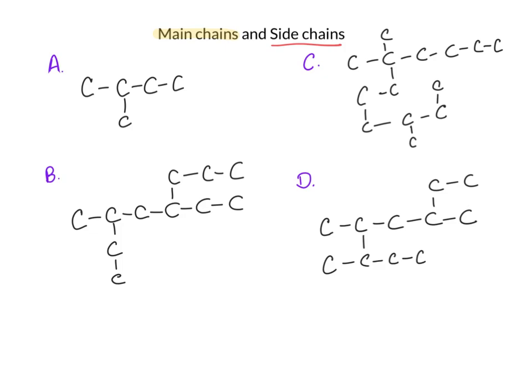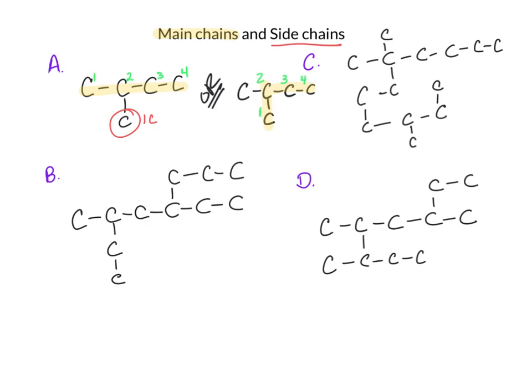So let's start with compound A. Notice that there are 4 carbons in a straight line, and there's one coming off as a branch. So the main chain here has 4 carbons with a 1-carbon branch. In this case, you could have picked either the left-hand carbon or the one that's pointing down to be part of the chain or part of the branch.